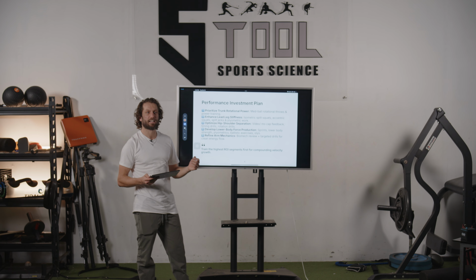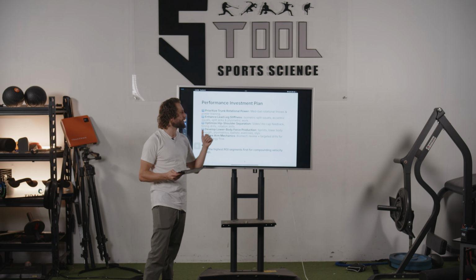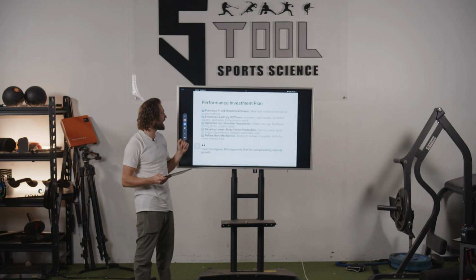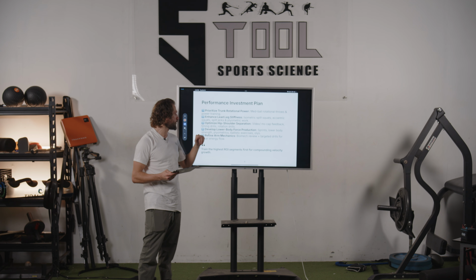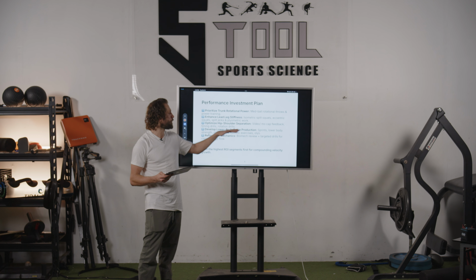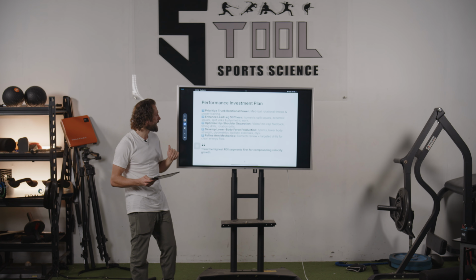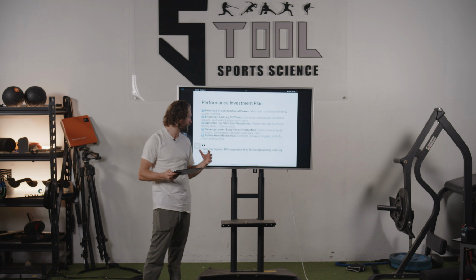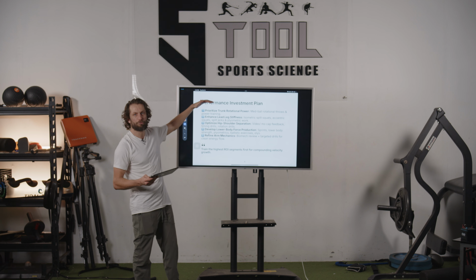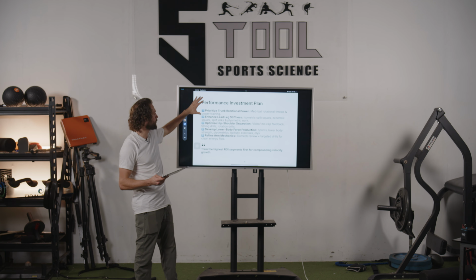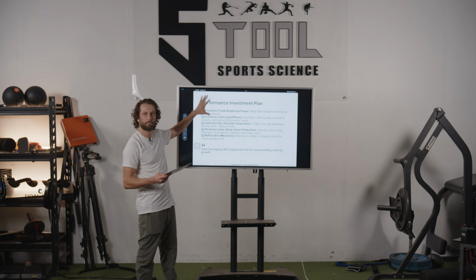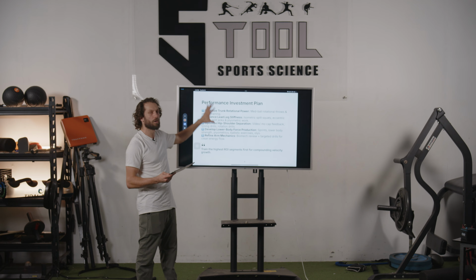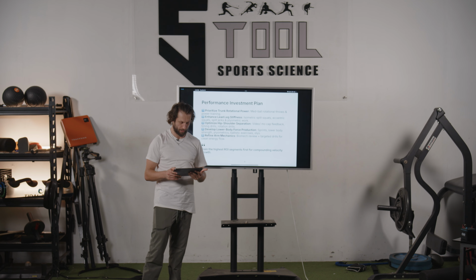So, performance investment plan: prioritize trunk rotational power, enhance lead leg stiffness, optimize your hip to shoulder separation, develop lower body force production, and then refine your arm mechanics. And then train the highest ROI segments first for compounding velocity growth. I really just focus on it depending on the guy and the individuality, but to some degree, you're probably going to be training a little bit of all of this in a good training program.